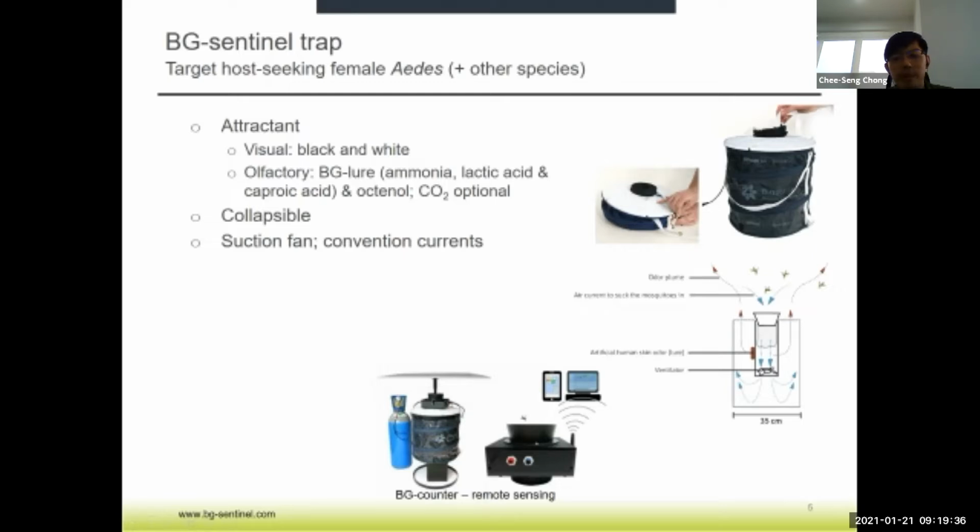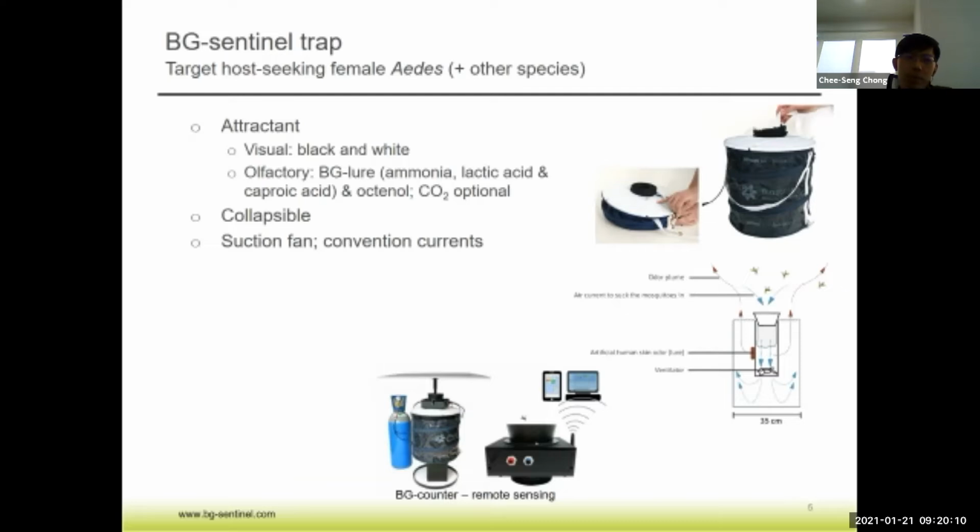What Biogents, the inventor, did was include a lure itself. Here they use an olfactory lure, meaning a lure that will be attractive to the Aedes mosquito from a distance. In particular, this lure contains very common volatile materials from typical human sweat, like ammonia, lactic acid, and even carboxylic acid, and so on. If you want to make it more attractive to not just Aedes but other mosquitoes, you can add carbon dioxide to the trap itself.